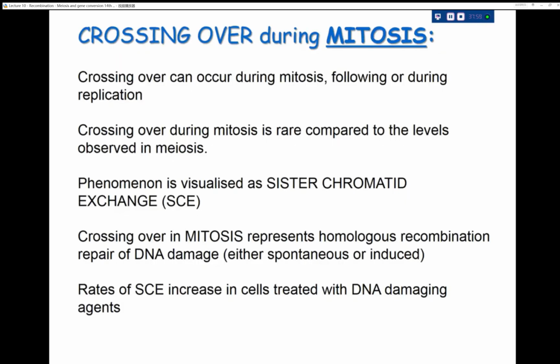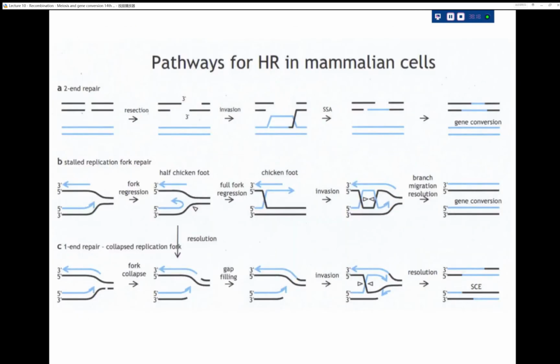So I've just said that. So crossing over in mitosis represents homologous recombination repair of DNA damage. That DNA damage may be spontaneous or it could be induced. If we take cells and treat them with DNA damaging agents, we see that rates of sister chromatid exchange actually increase. Okay, so if we go back to this, remember I said about having a single strand break here. You've got this one-ended double strand break, and that can result in this process of sister chromatid exchange.